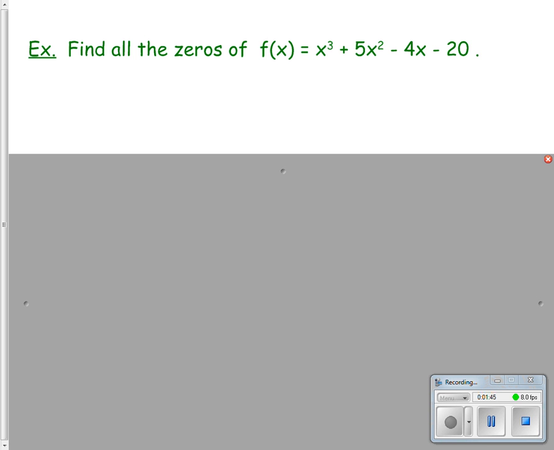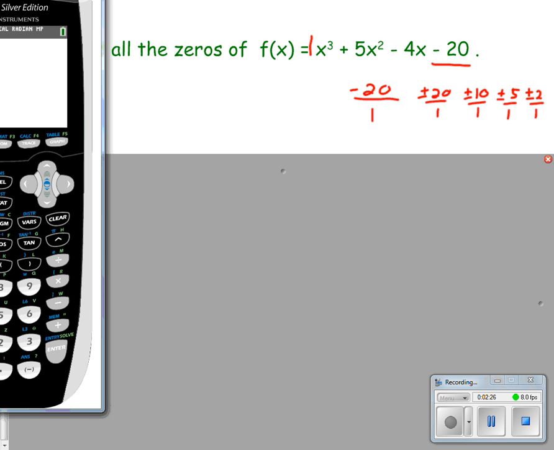One way to solve this is to look at the constant term and the coefficient of the leading term, and every possible rational zero will be a factor of the constant term divided by a factor of the leading coefficient. So for example, plus or minus 20 over 1, plus or minus 10 over 1, plus or minus 5 over 1, plus or minus 2 over 1 are all your possibilities. We can use synthetic division to test for each of these. Another way to do it, though, would be to look at your graphing calculator.